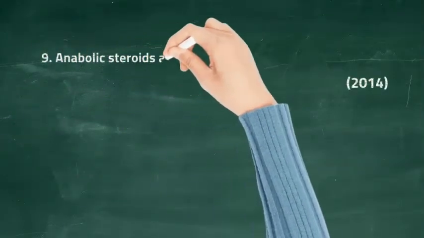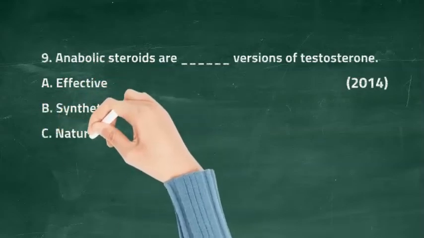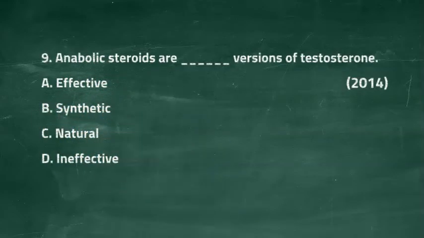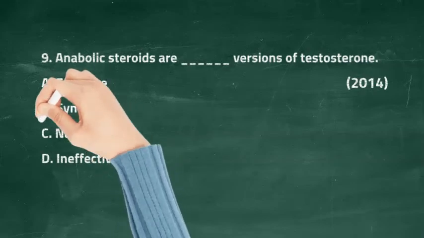Question 9. Anabolic steroids are dash version of testosterone. Option A is effective, option B is synthetic, option C is natural, and option D is ineffective. So the right answer is option B, synthetic.